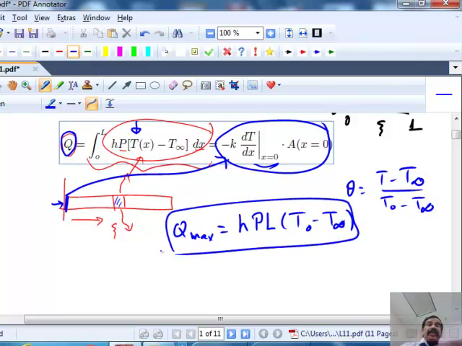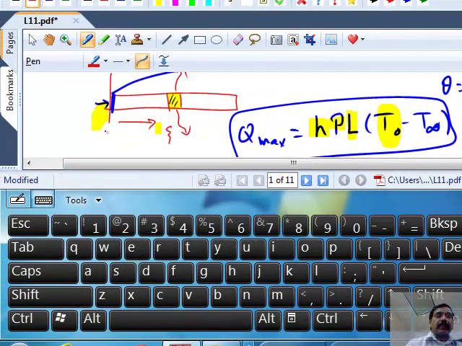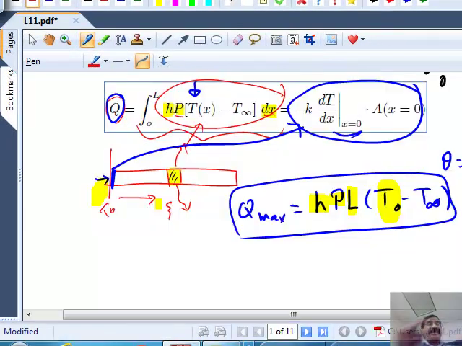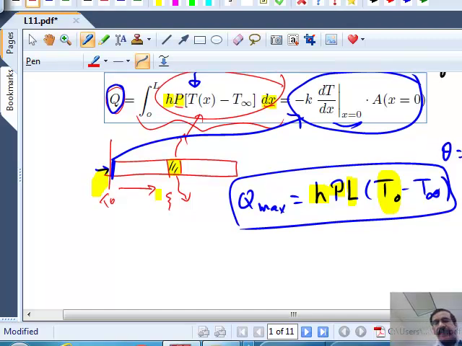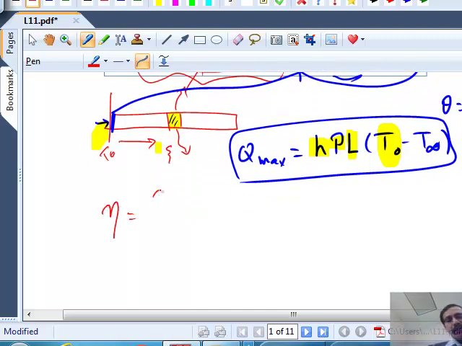Okay. If you look carefully, it is the same expression. You have H there, H there, P there, P there. Instead of dx, which is the differential area in the differential equation, this is an integral one, so we have the total length. That gives you the total area. And we are saying that if the entire fin were at T0, the base temperature, if you remember, that would be the maximum heat that you could transfer. So that's a reference, a standard by which we can measure how efficiently a particular fin is performing. Okay, so with that definition, I can define my eta, the fin efficiency, as Q actual divided by Q max.